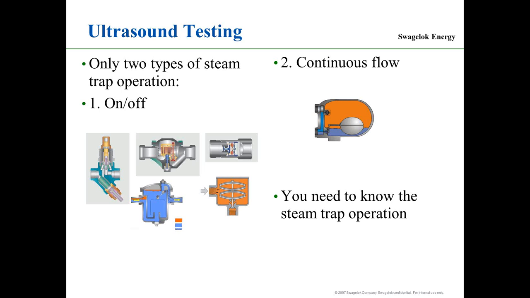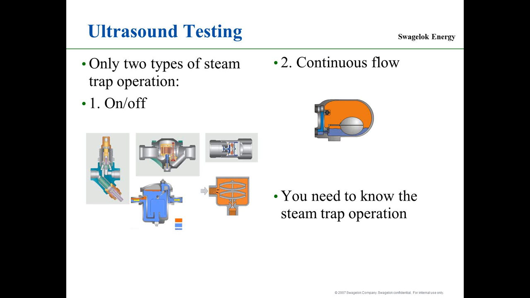Now I'm going to simplify the world of steam traps. It's not that difficult. You have two types of steam traps, period. You have the on-off type, and you have the continuous flow. The on-off can be mechanical inverted bucket, thermodynamic, or thermostatic. They have an on-off operation to them. The only one that has a continuous operation is the float and thermostatic design steam trap.